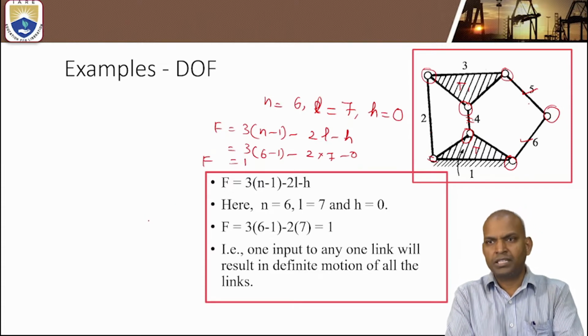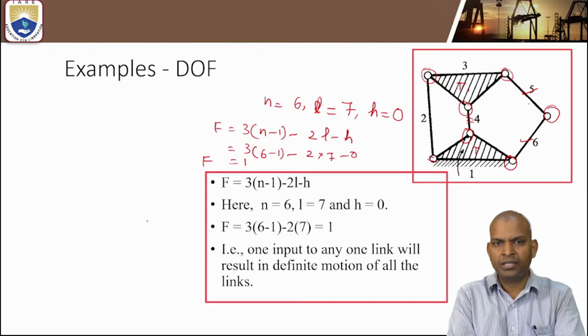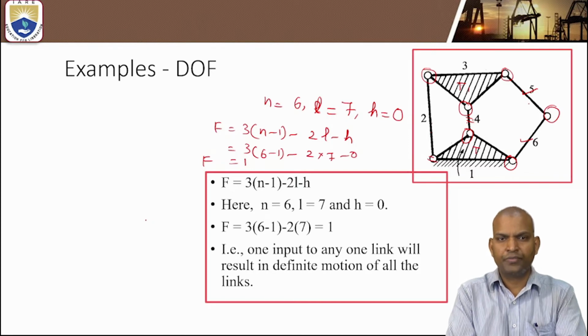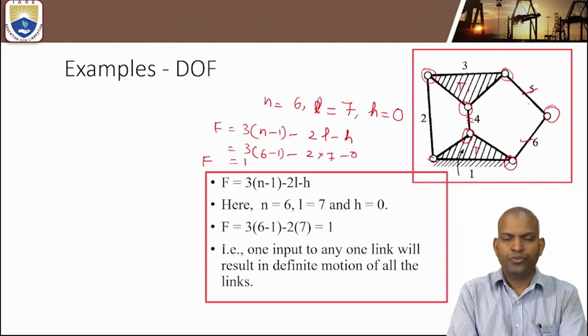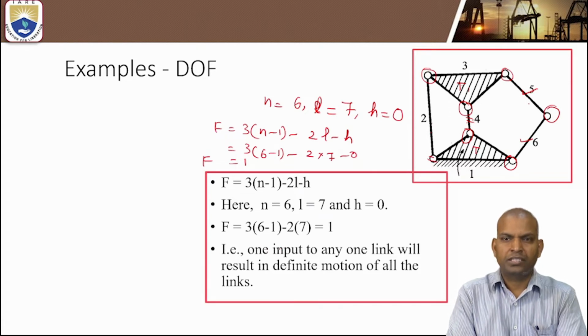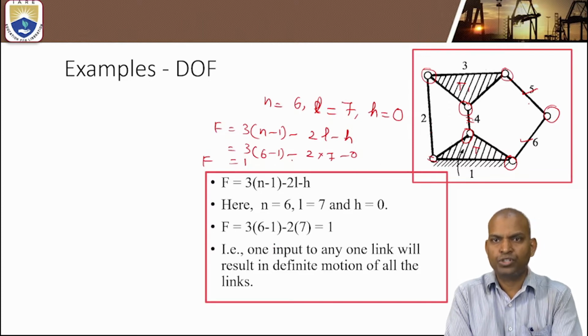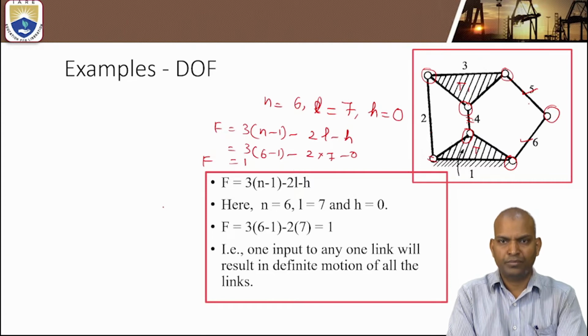Then again, what is the physical significance? What is the meaning of the system when the degree of freedom equals 1? If we give one input to any one link, it results in definite motion of all the links. That is the meaning. So the degree of freedom equals 1 for this mechanism.